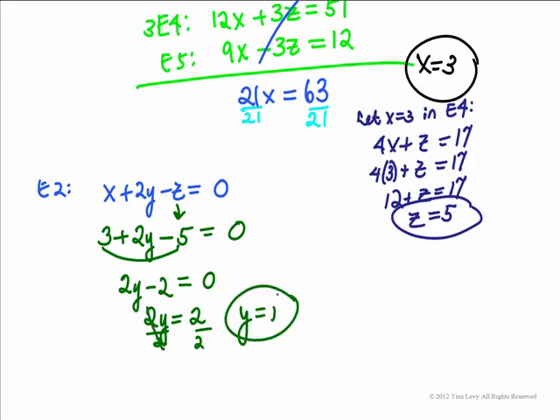Once I have that, I have the ordered triple. That's the solution. The solution, that point in 3-space, is x being 3, y being 1, z being 5. And that's my solution.